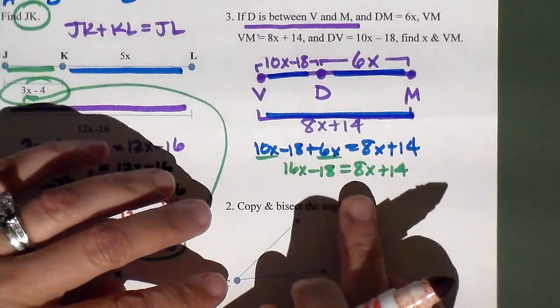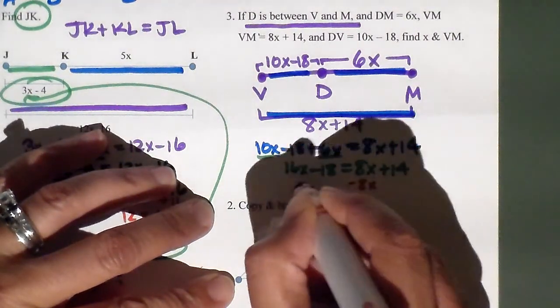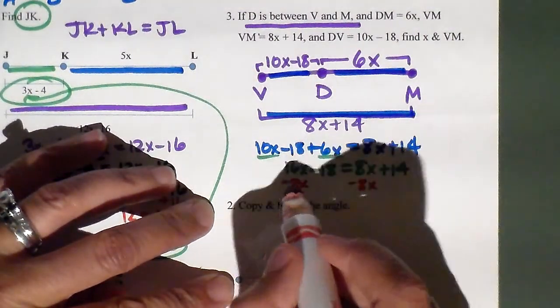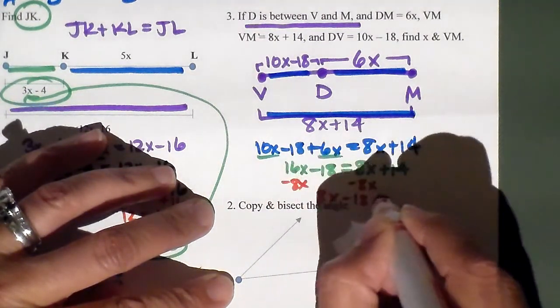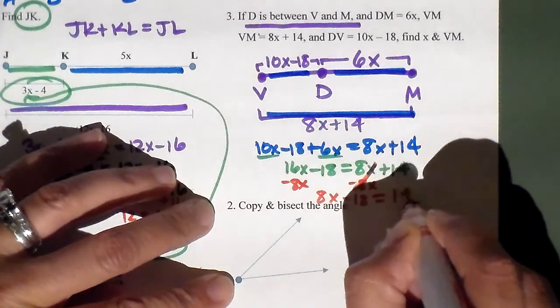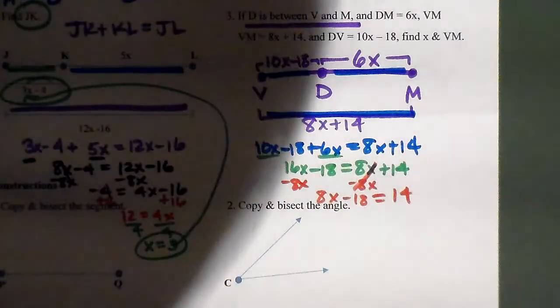So now I'm going to move the 8x. So 16x minus 8x gives me 8x minus 18 on this side equals 14. Again, I'm running out of a little bit of space here.